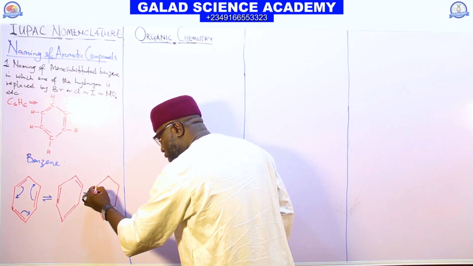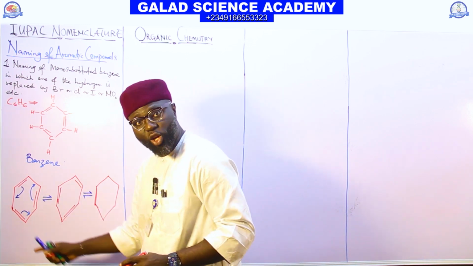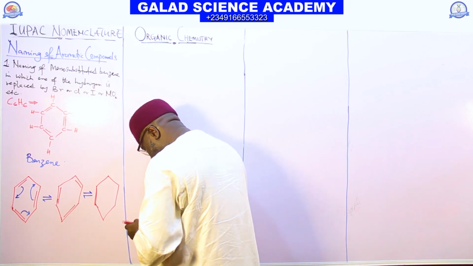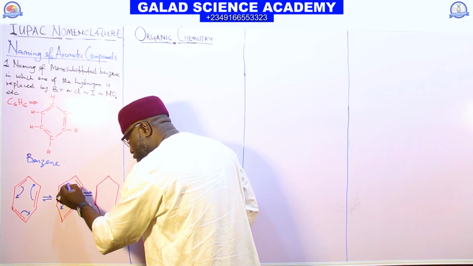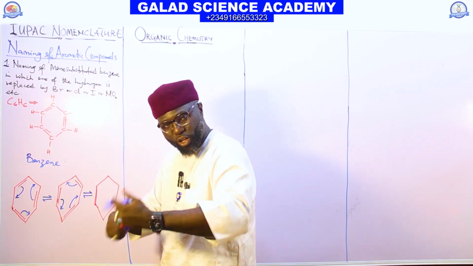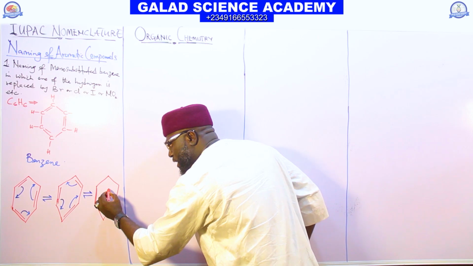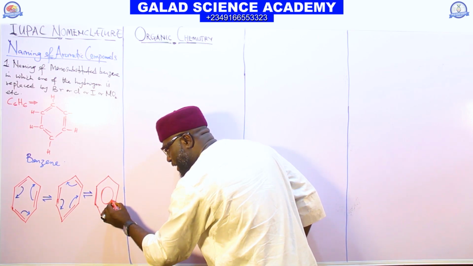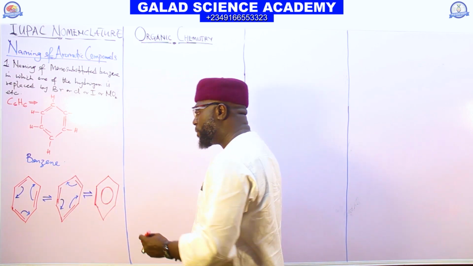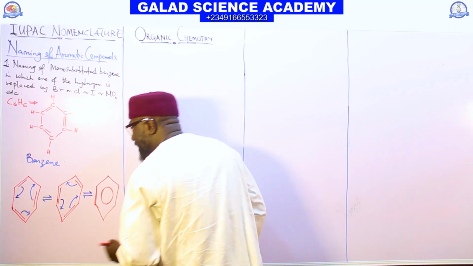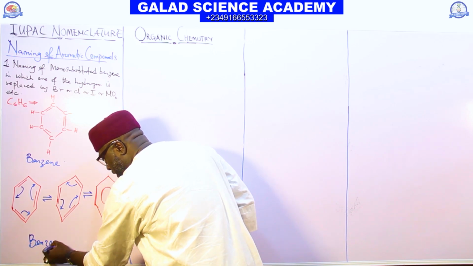Don't mind my hexagon. Since this pi electron is not stable, the pi can also come to this side. This pi will also move to this side. This will also move. The pi is not stable, it's continuously moving. As a result of that, we decided to put a circle here. This circle tells you that the pi electrons are not stable, they are moving. All these three structures still represent benzene.